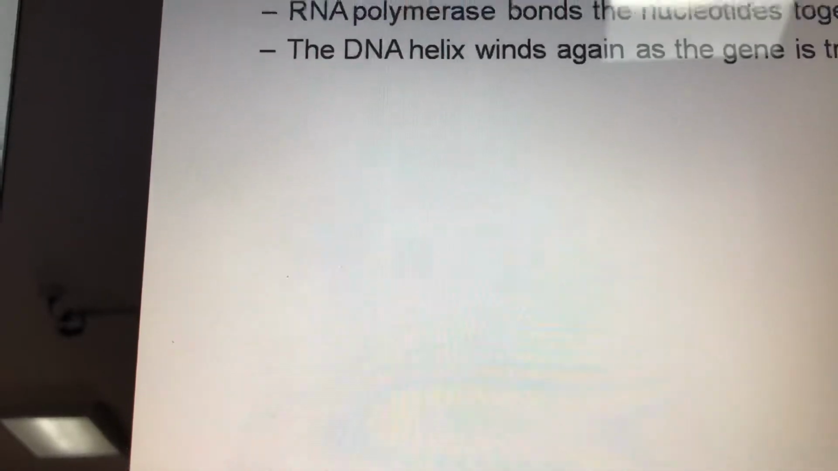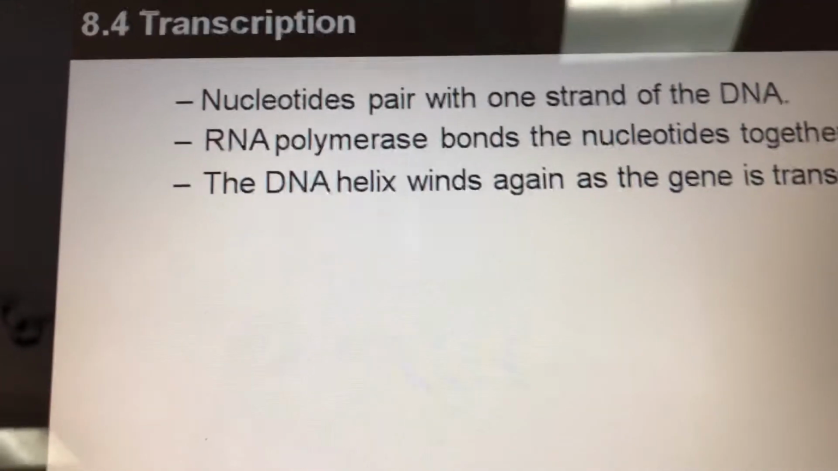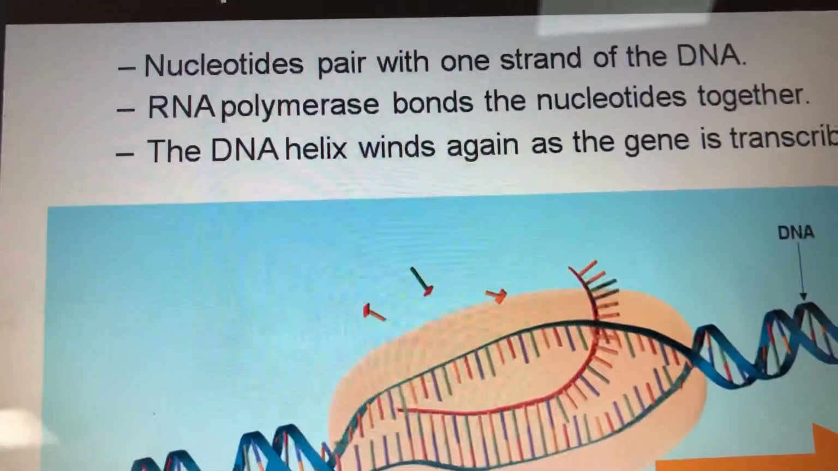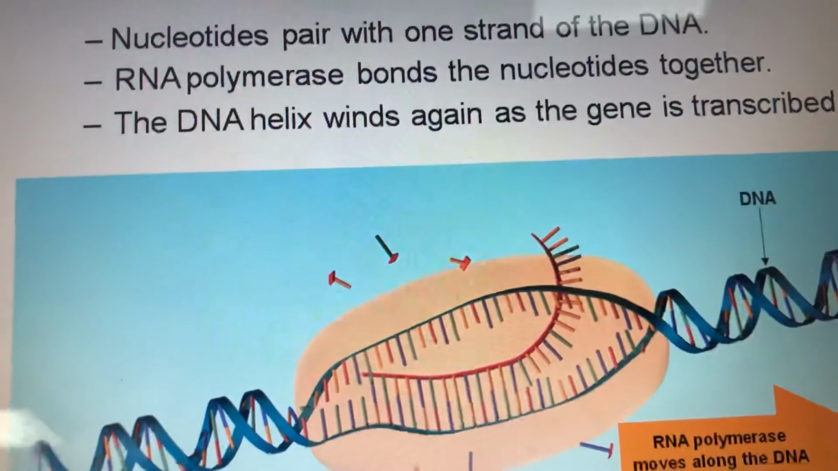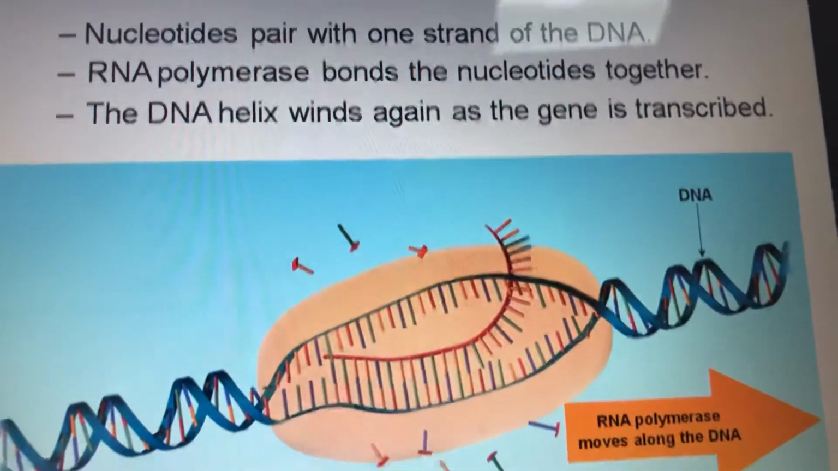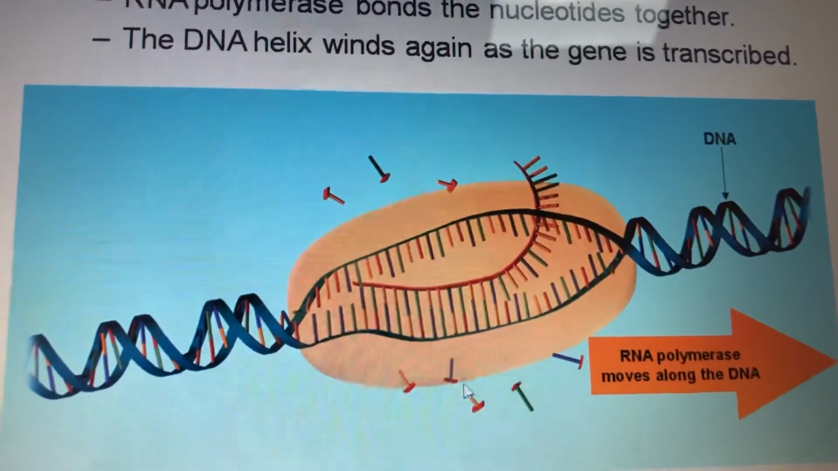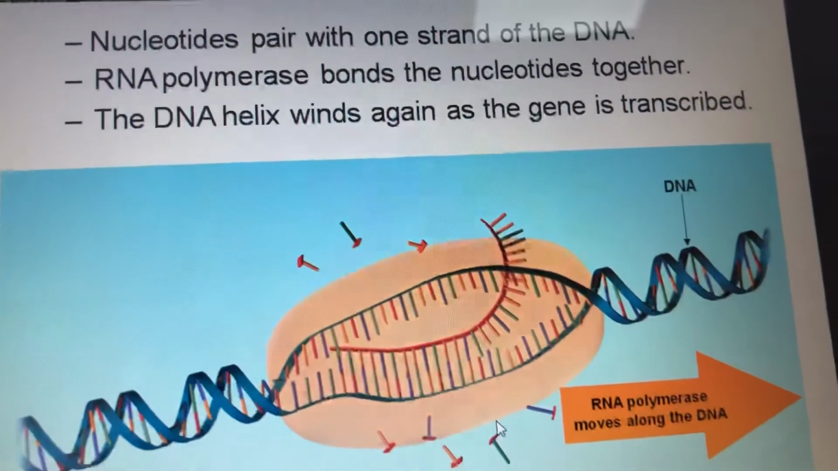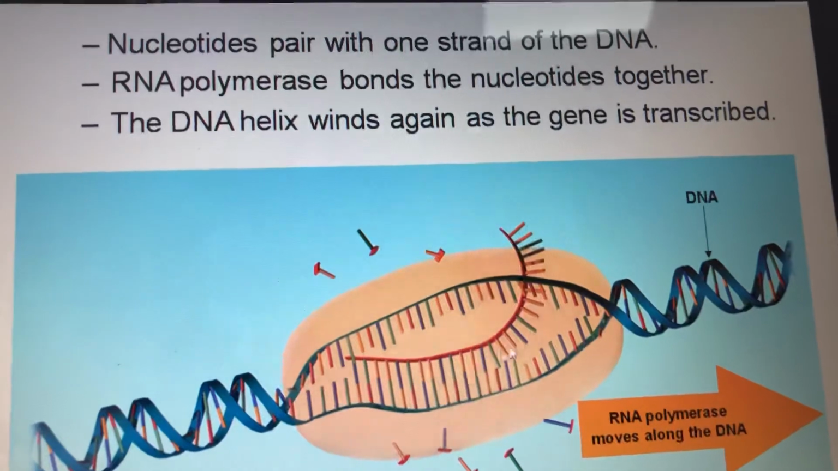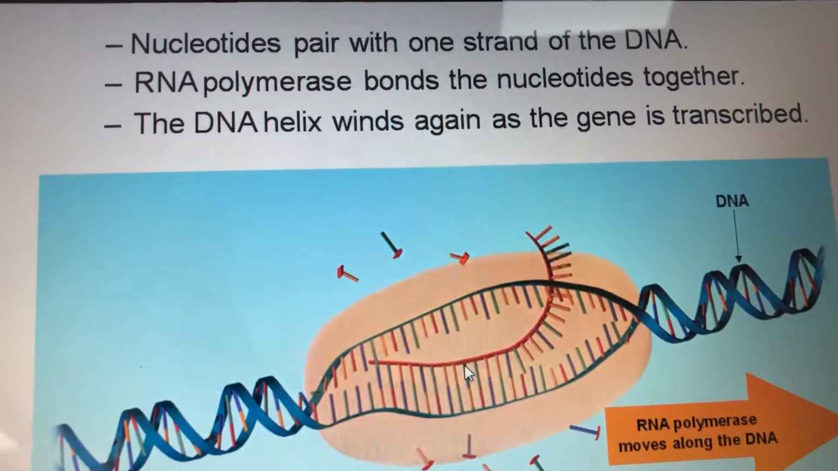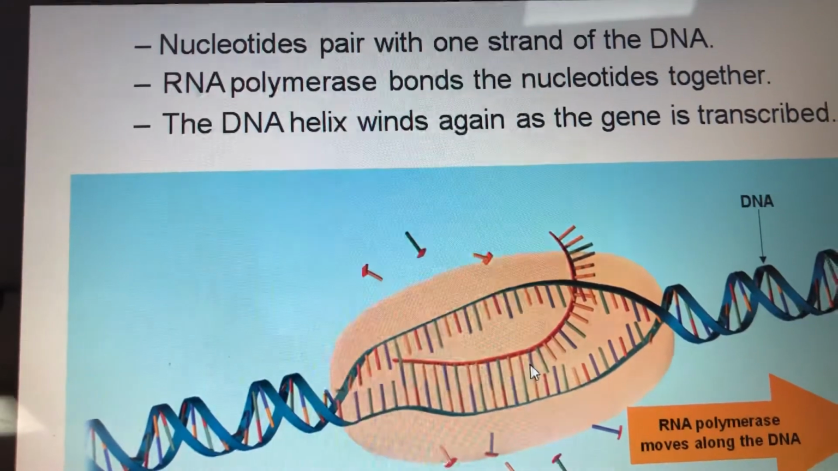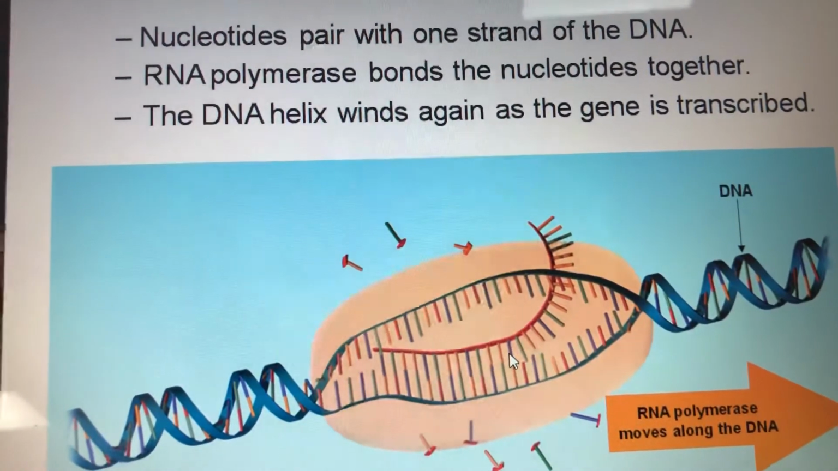All right, now nucleotides pair with one strand of the DNA, only one strand, to form the RNA. So RNA polymerase bonds the nucleotides together, as you see here. Here are the floating nucleotides, and the RNA polymerase starts to bond them together on one strand of DNA. Okay, the DNA helix winds again as the gene is transcribed.